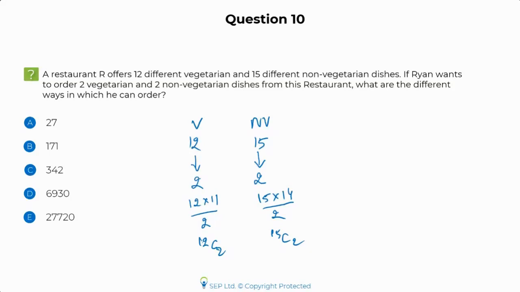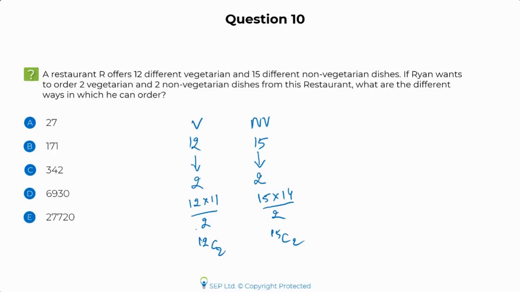Sudipta is asking why by 2. Sudipta, you have to focus on the part I talked about in the previous slide. When we are selecting, you have to divide, take out the arrangements. If you are doing 12 into 11, you are actually taking the arrangement as well. That's why you have to divide by 2.